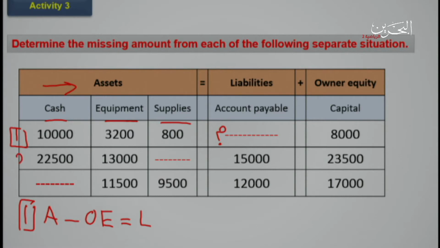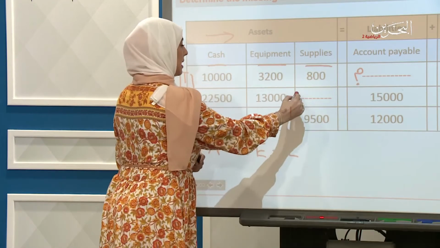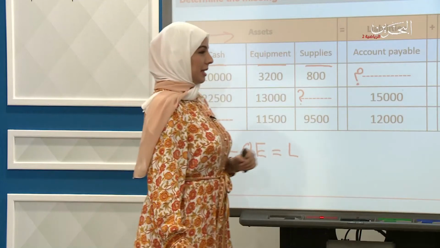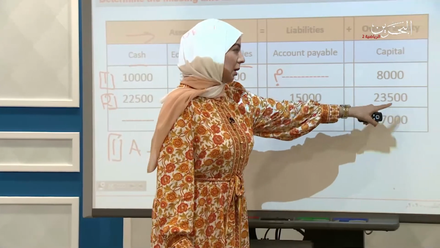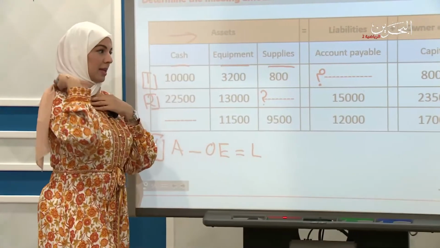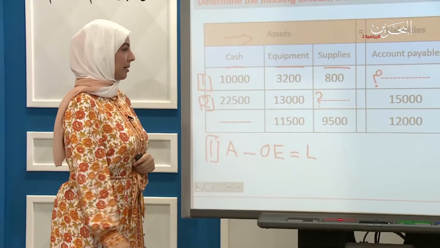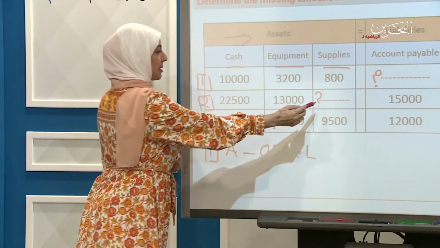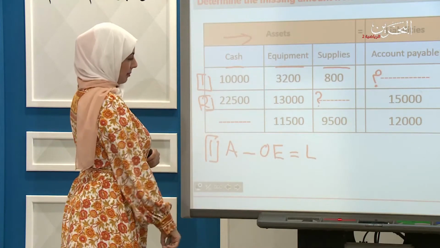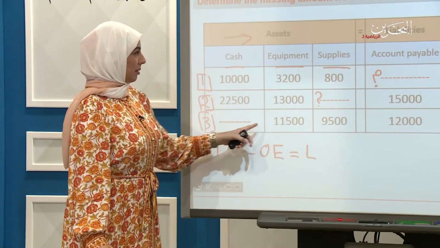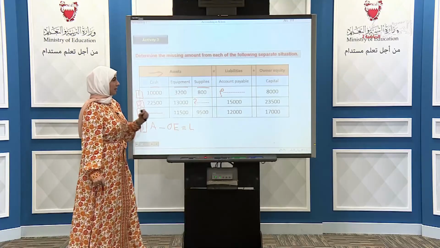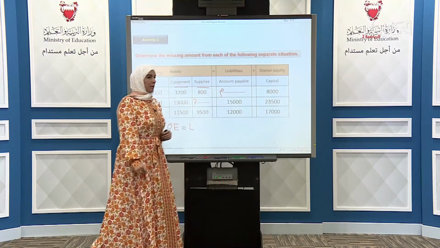On the second example, I have the assets: the cash and equipment, but I miss the supplies. In the liability section, I have the liability figure, which is 15,000, and also I have the owner equity with 23,500. I need to get the assets. Third, also I have the assets except the cash, and I have the liability and owner equity.